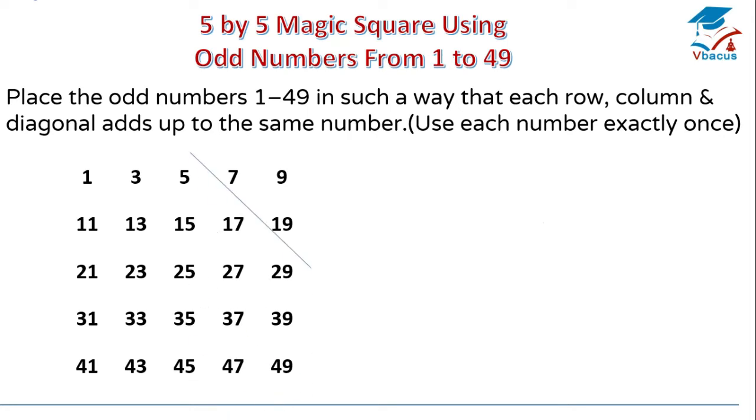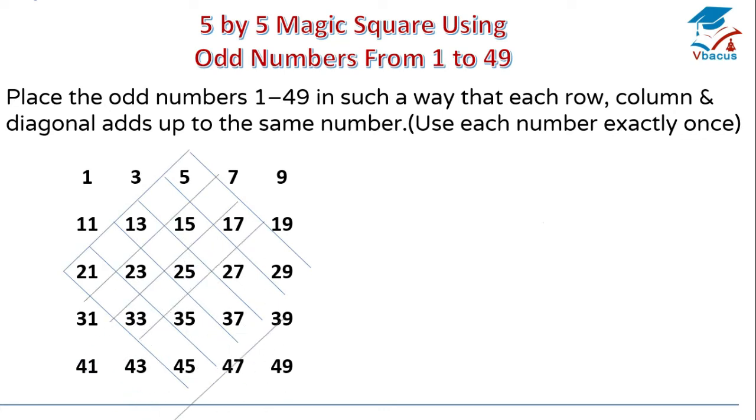Again insert diagonals. Other side. Now see, this one I will write here in this blank. This 49 I am writing in this blank. 3 I am writing in. 9 I will write in this blank. 41 I will write in this blank.